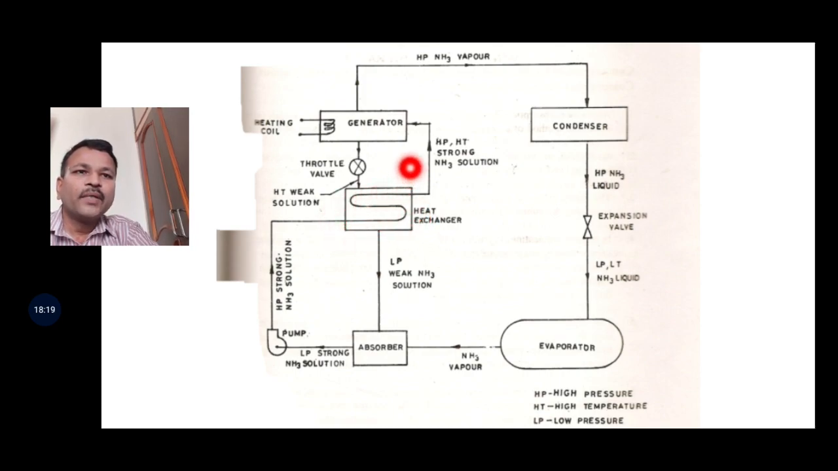So what will happen in the generator? The generator heating coil is there. This ammonia solution is heated to convert into vapor. This is the first time, because two times phase change takes place. I am talking about the first time. The heating coil heats the ammonia solution and converts it into ammonia vapor. So coming out is ammonia vapor.